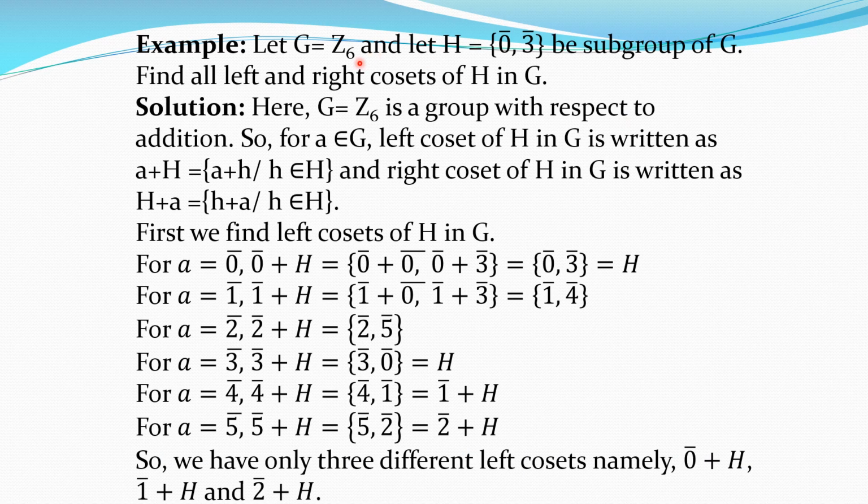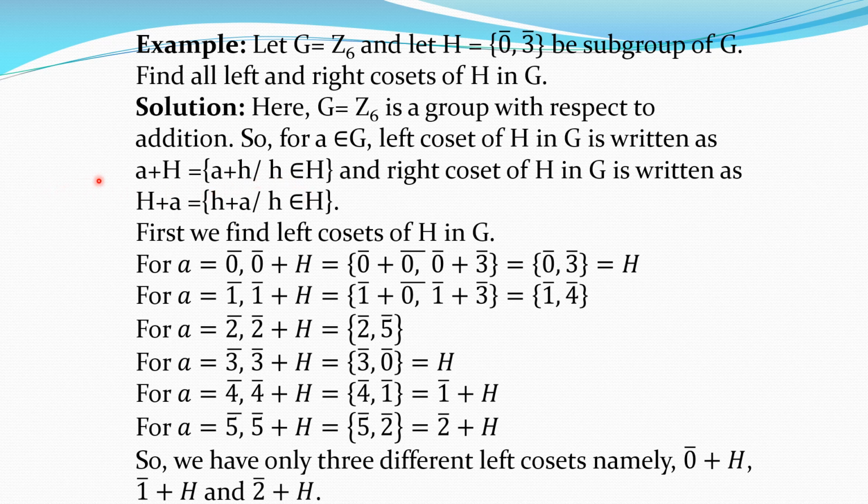Now one example: let G equal Z6 and H equal {0 bar, 3 bar}, which is a subgroup of G. We have to find all left and right cosets of H in G. Now Z6 is a group with respect to addition. So for a belonging to G, the left coset of H in G is written as a plus H. Why are we writing plus here? Because Z6 is a group with respect to addition. So for every element a in G, we find the sets of the type a plus H, and all these are considered as left cosets.